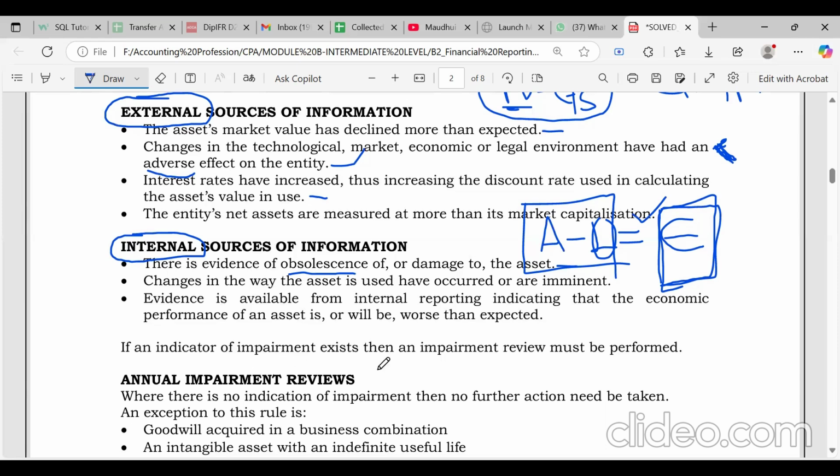If an indicator of impairment exists, then an impairment review must be performed. You can see this just like the line items, but you really have to understand. I told you, indicators of impairment are what would make you perform an impairment review, or an impairment test. So know how to differentiate those two things and how to state them in the exam when you are asked.